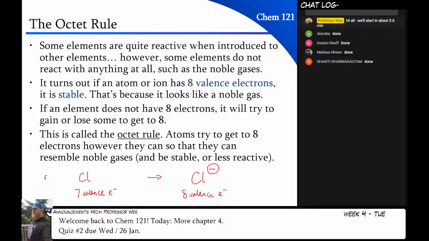So just to be clear on the lingo here: when we do this and attain an octet, if I am changing the number of electrons, I am also changing the charge of the atom. And so this is how we create ions.